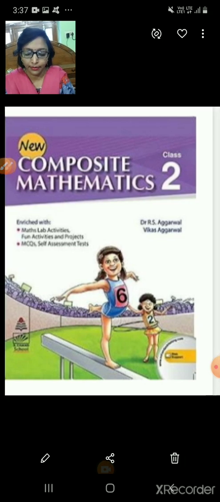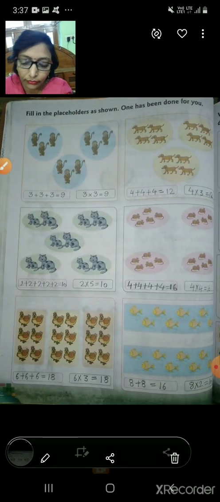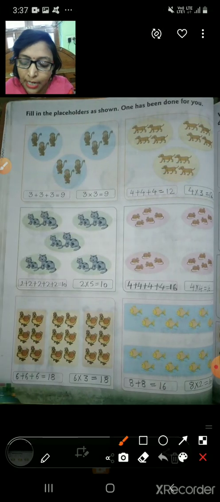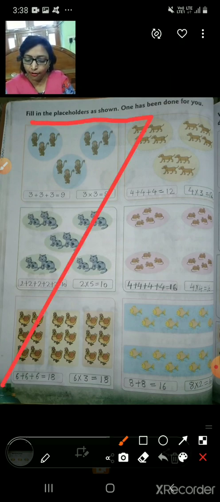In this part of the video, I will explain the book exercise of unit 7. So let's start. First, on this page, there is a question. Fill in the placeholders as shown. One has been done for you.